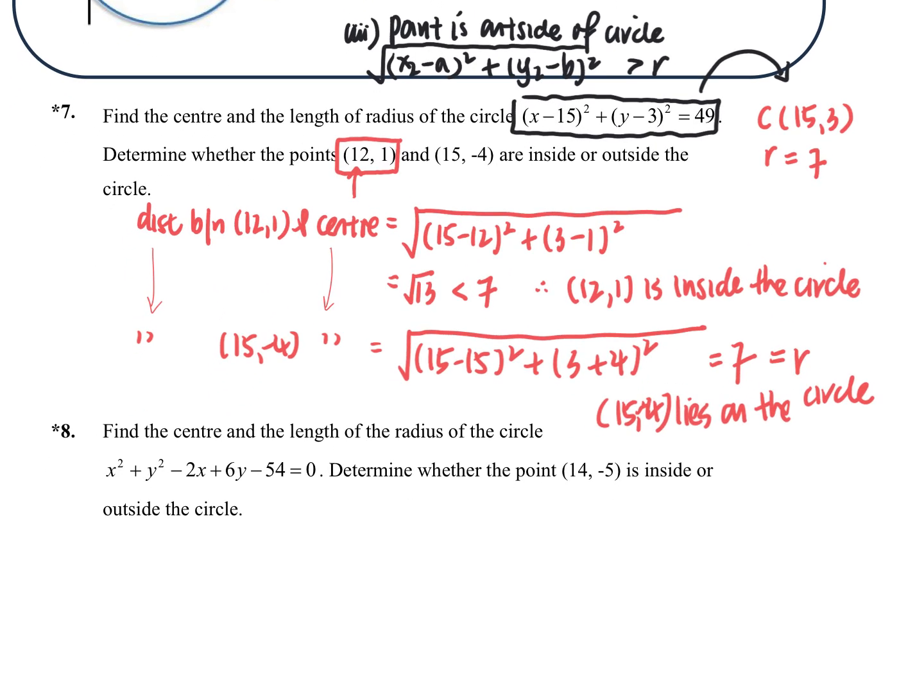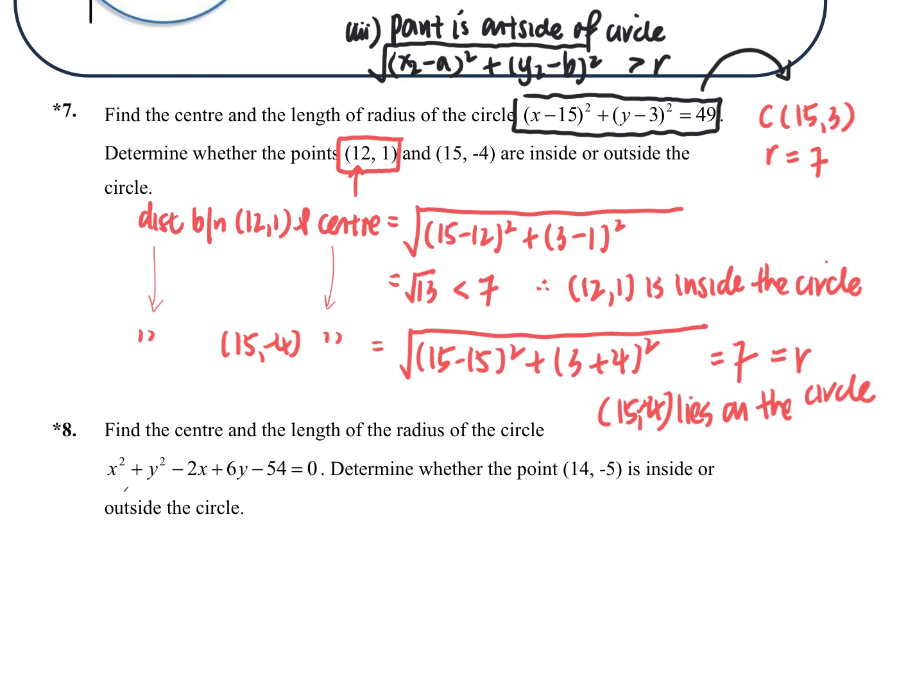Okay, what about question 8? What is the center and the radius here? What is the center of this equation? 1 and negative 3. Divide by negative 2, so 1. Divide by negative 2, so negative 3.